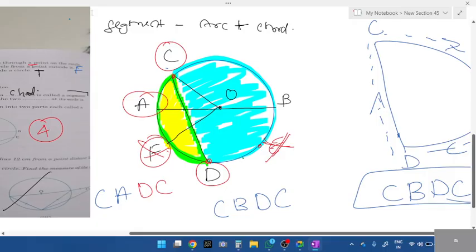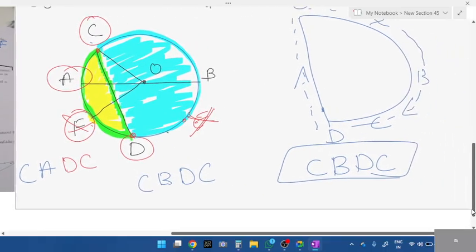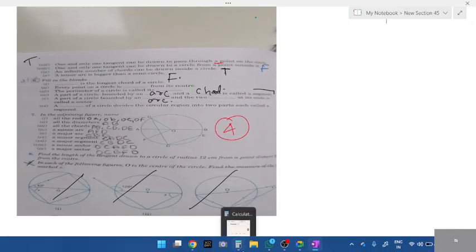Is this clear? All of you understood how to mark major and minor segment? Start with the chord, students. Always start with the chord. So, segment.